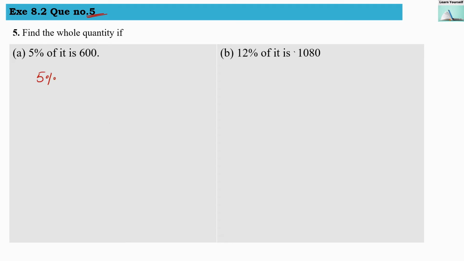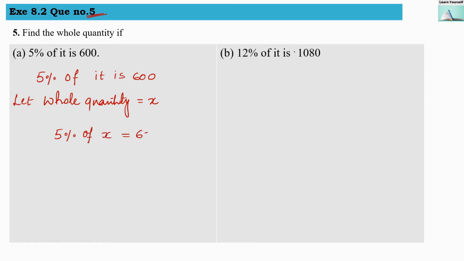So we have this numerical: 5% of it is 600. We have to find out the whole quantity, which we do not know. So let us assume that the whole quantity is going to be x. So let whole quantity be x. Now 5% of x equals 600. When we find this x, that whole quantity's 5% will be 600. Now let us convert this percentage into fraction form. So we will get here 5 divided by 100 into x equals 600. Now we have to solve this and we will get the answer for x, and that x will be our whole quantity. So 5x divided by 100 equals 600.